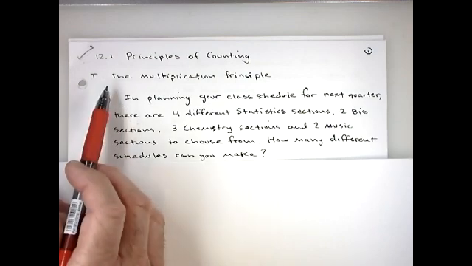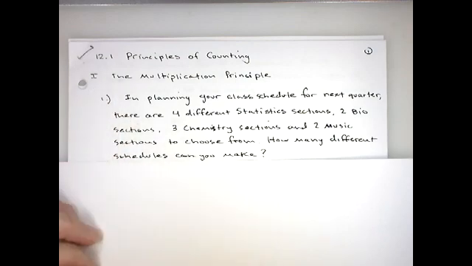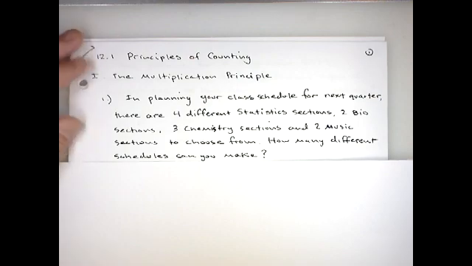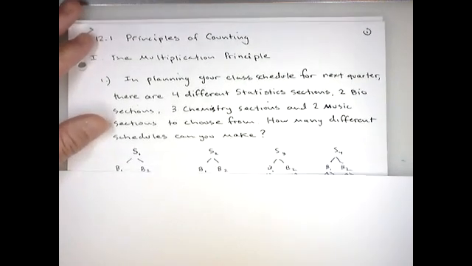So the first idea is called the multiplication principle. This is something many people have an intuitive idea of what this means, just have never really attached a name to it. So here's a simple example. Suppose you're planning your class schedule for next quarter and there are 4 different statistics sections, 2 bio sections, 3 chemistry sections, and 2 music sections to choose from. How many different schedules could you make in terms of which sections of each class you could get? So one way to model this is to make a tree diagram, right?